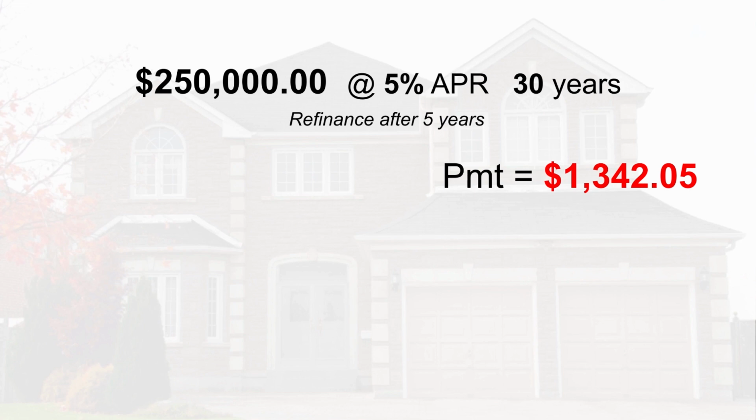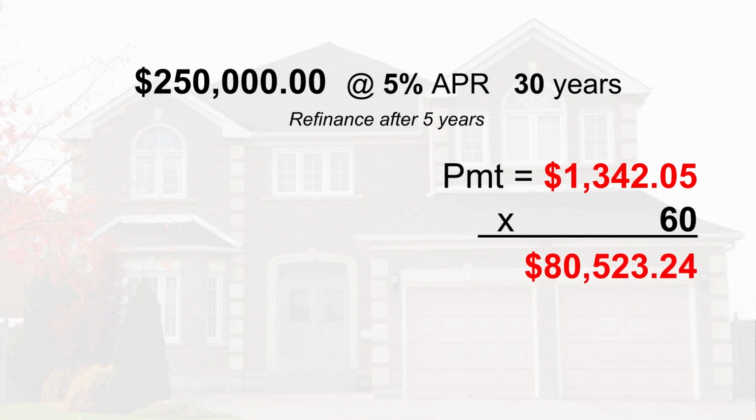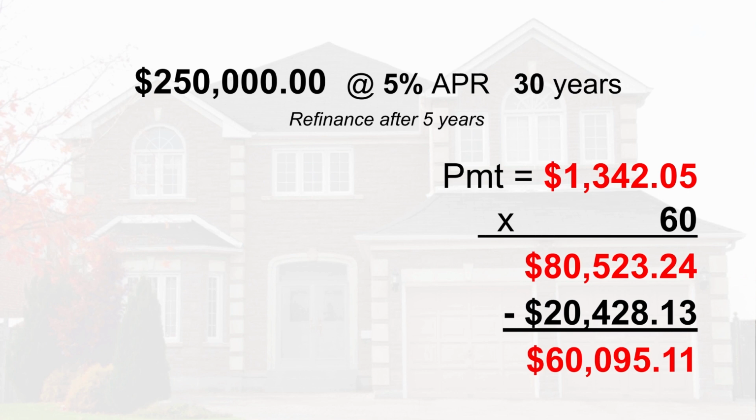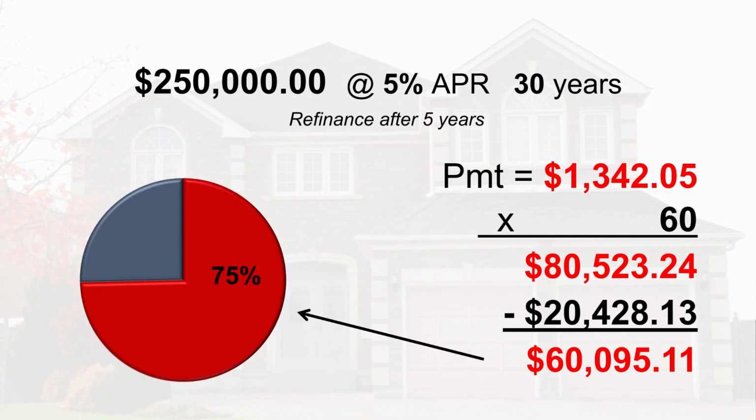Here's the math. The payment is still $1,342.05 per month. You make 60 of those payments. The first 5 years, you've paid over $80,000 on this loan. Now, if you look at the amortization schedule for the loan, only $20,000 and some odd dollars and cents went to principal. That means you paid $60,000 in interest in the first 5 years. $60,000 divided by $80,000, over 75% volume of interest.